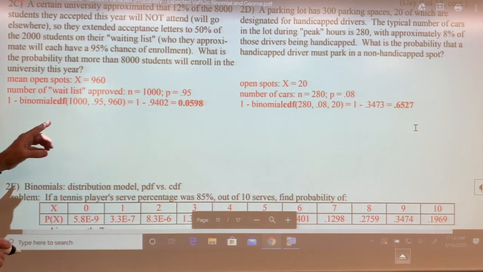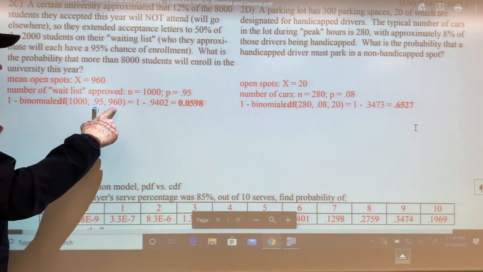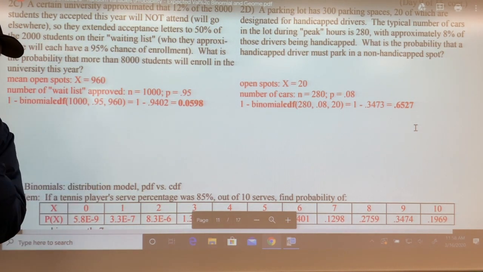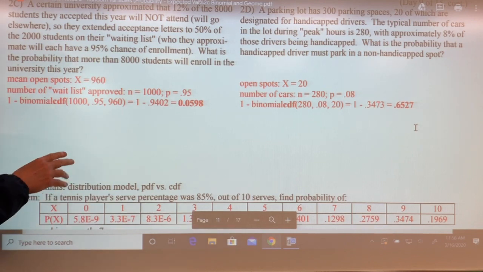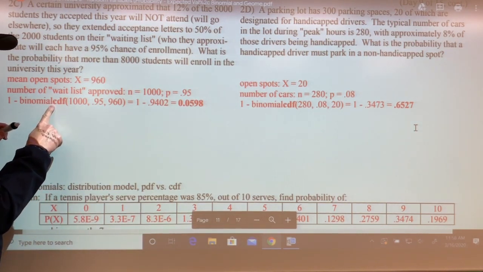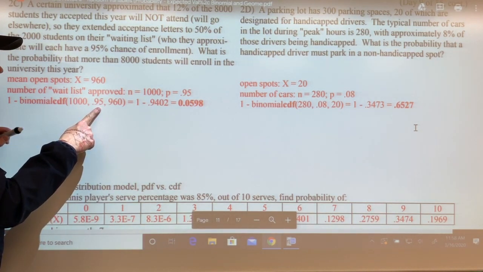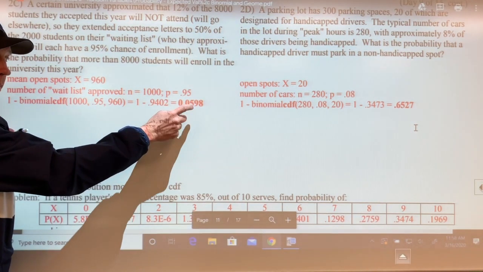The math on this is going to end up being, we want to know the probability that more than 960 will come. So I have to figure out the probability of 960 or less coming, and then I'm going to go 1 minus that, because that's more than 960. So 960 or less, that's the CDF button on your calculator. 1,000 letters went out at a 95% rate they'll accept, and 960. And then I'm going to go 1 minus that, and we're going to end up with this answer.